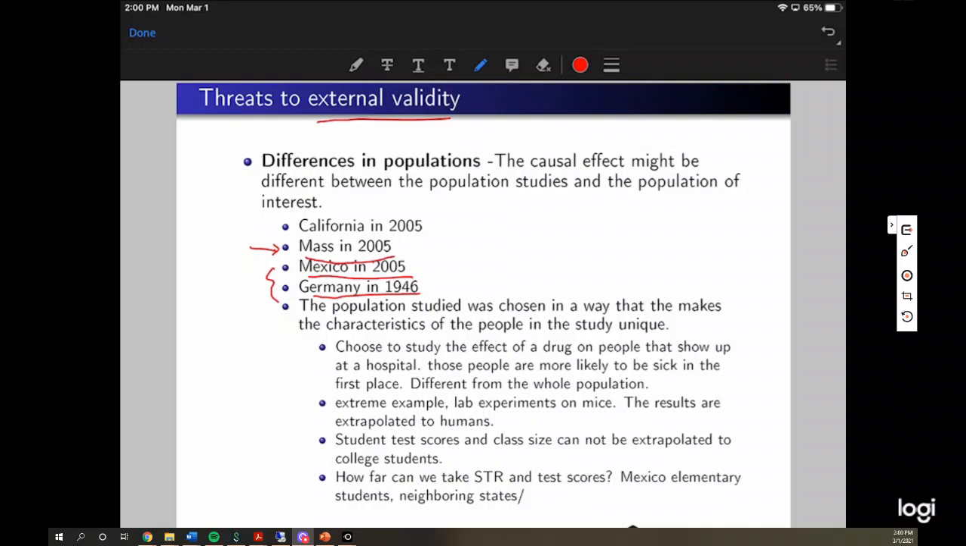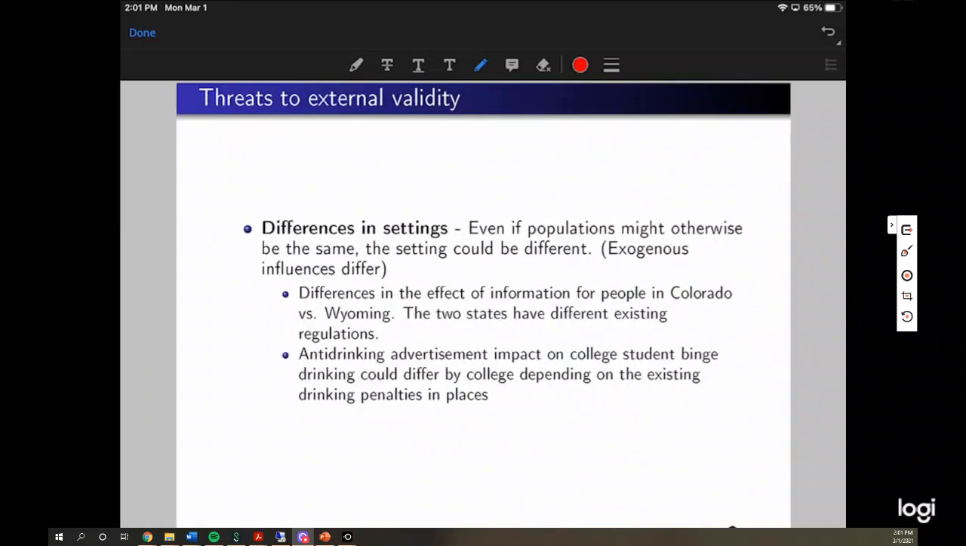An extreme example, we might have a lab experiment that we run on mice. Are those results applicable to humans? Can we extrapolate those results to humans? We don't know. Mice and humans are different. We also know that student test scores and class sizes in elementary schools cannot be extrapolated to college students. And so this is basically the question of how far can we take these results? How far can we extrapolate? And so there's no real test for this. We just have to argue it.